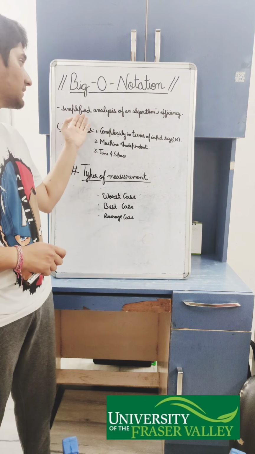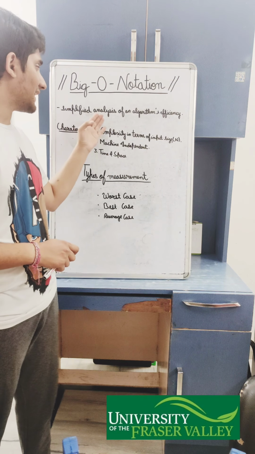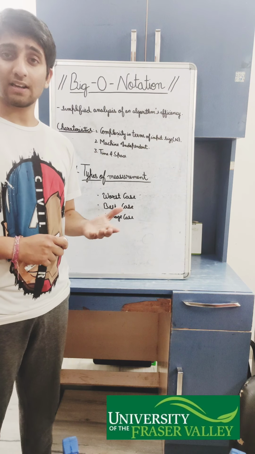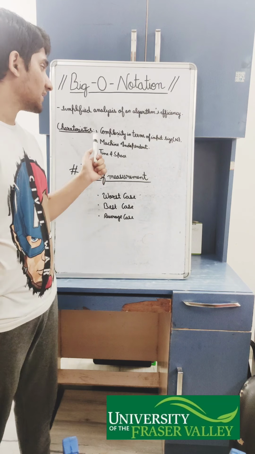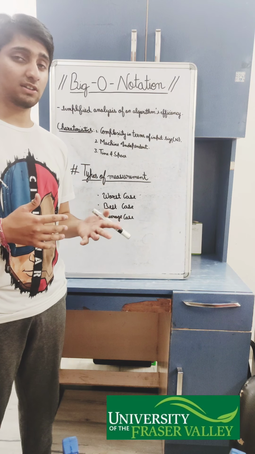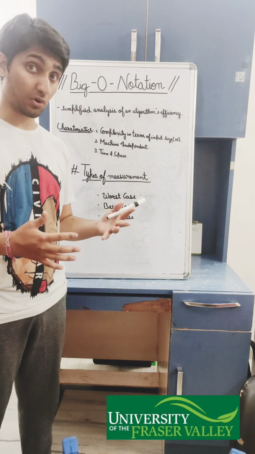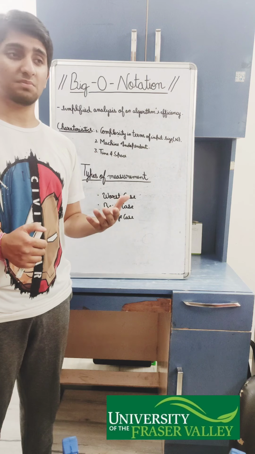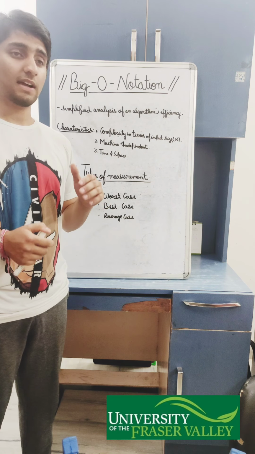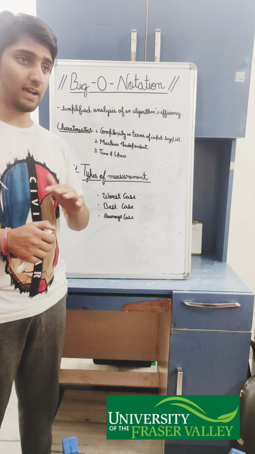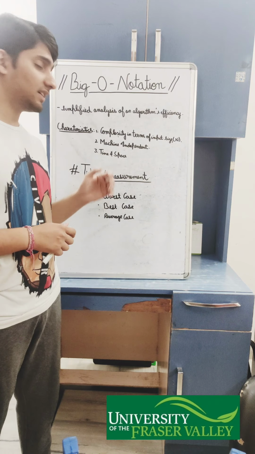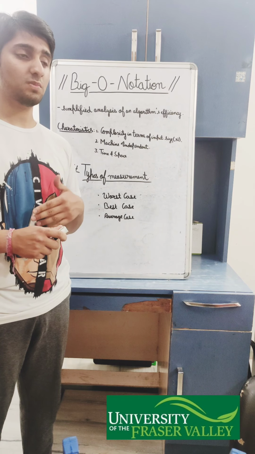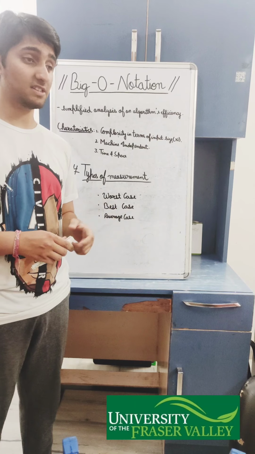Big O notation stands for simplified analysis of an algorithm's efficiency. There are three characteristics of Big O notation. First, the complexity of an algorithm is expressed in terms of n, the input. Second, it is machine independent. It doesn't matter on which machine you are writing the code, it is the same on every basis. Third is time and space. The algorithm has to be efficient enough in terms of both time and space.